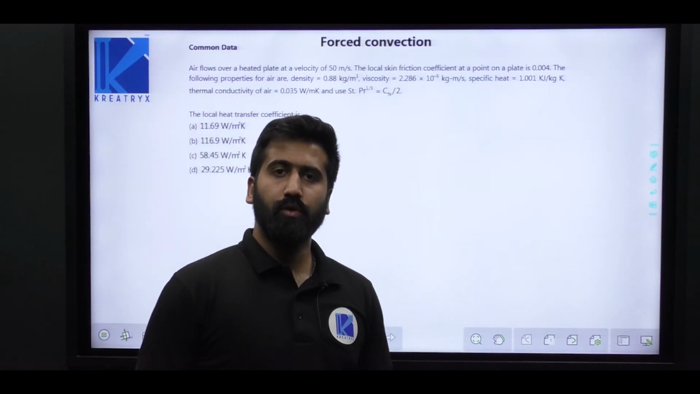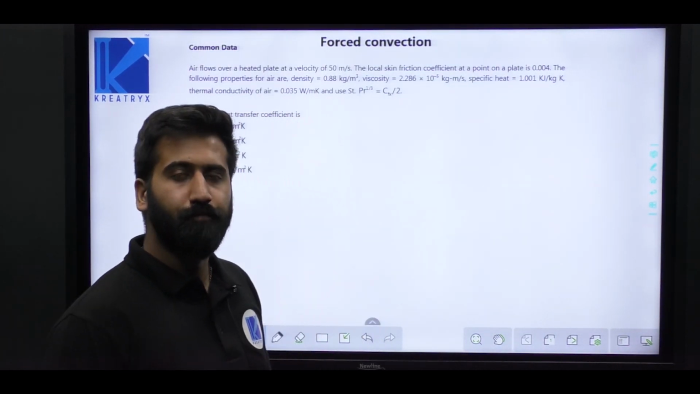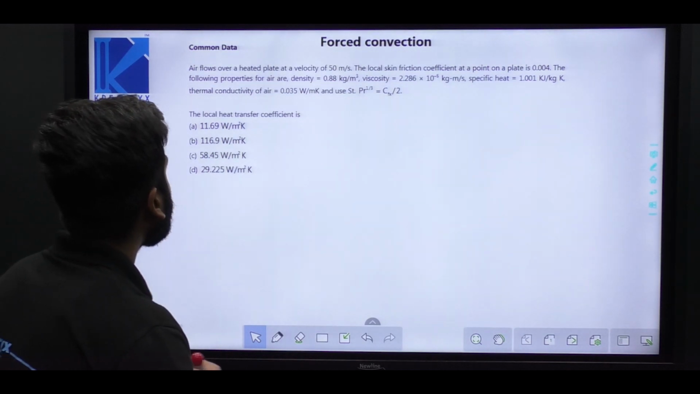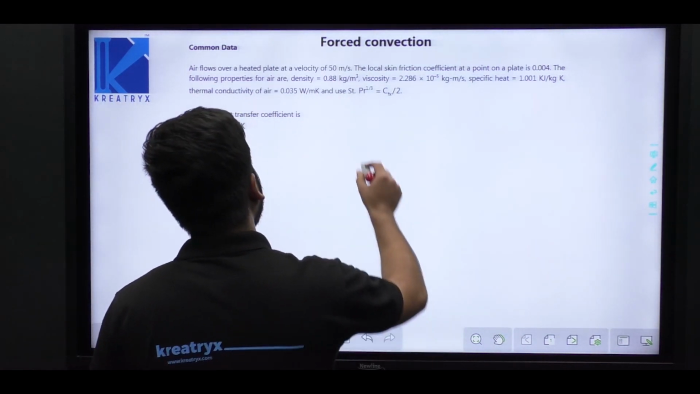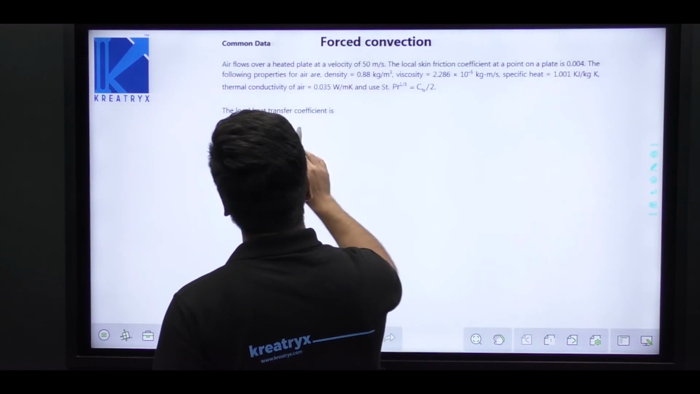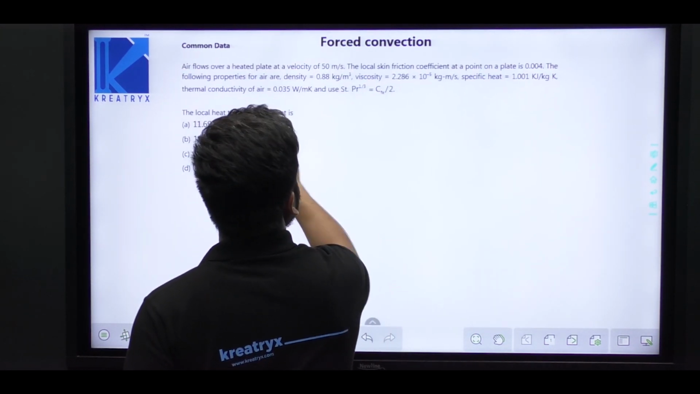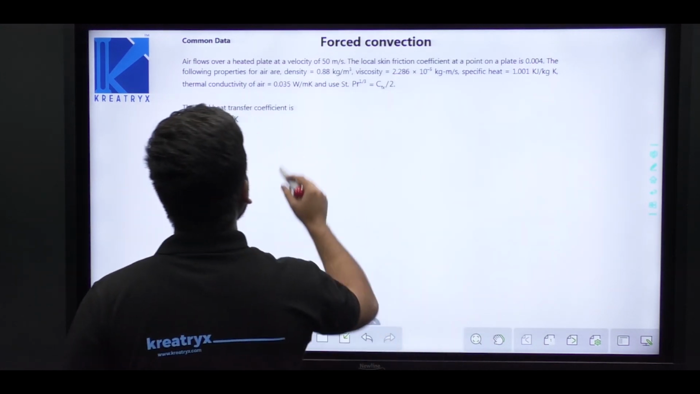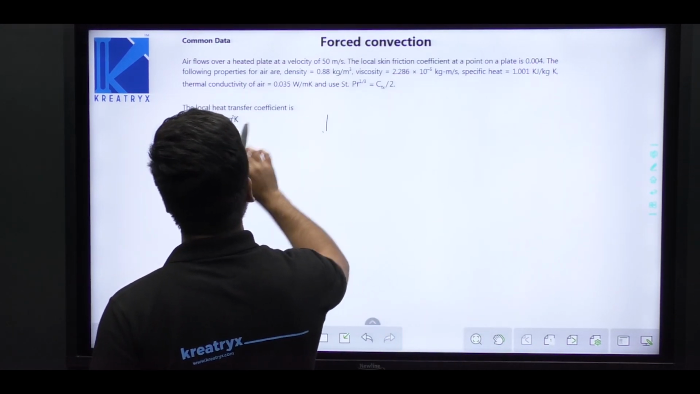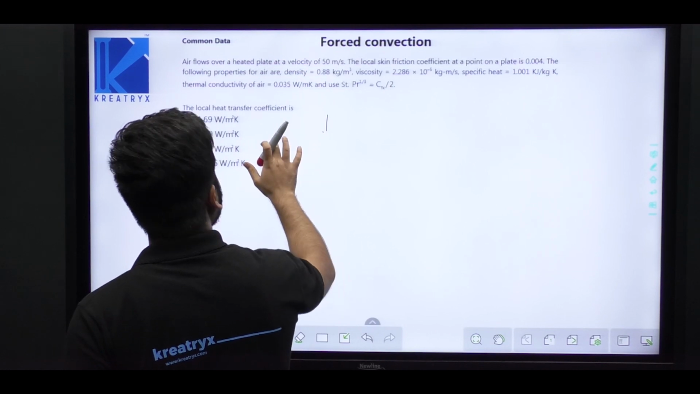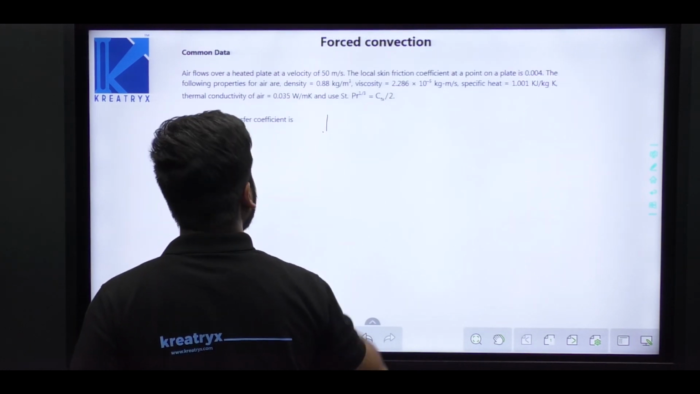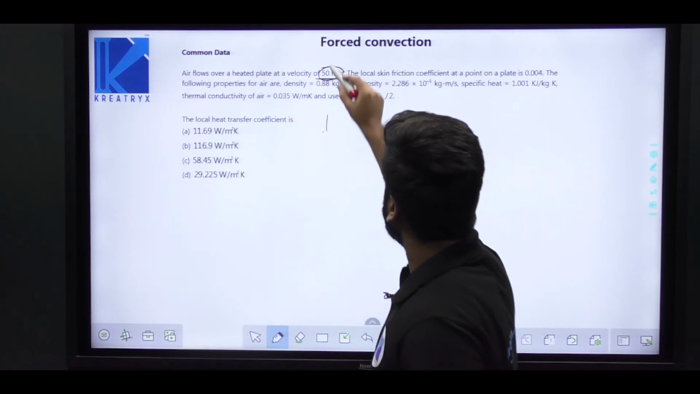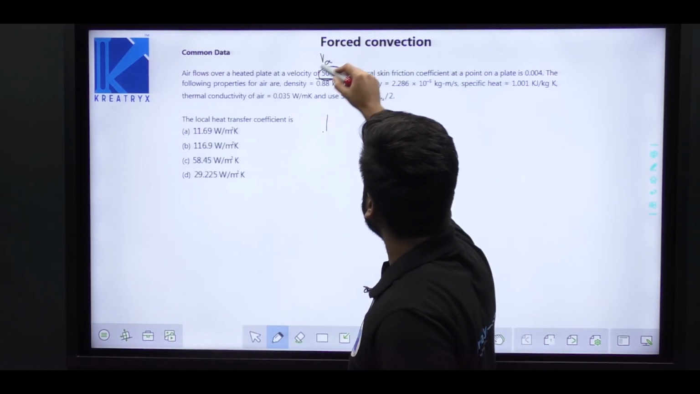So let us solve some more questions from the chapter Convection. Air flows over a heated plate at a velocity of 50 meter per second. So the velocity of air flowing over the plate is given. That is 50 meter per second, V or V infinity.